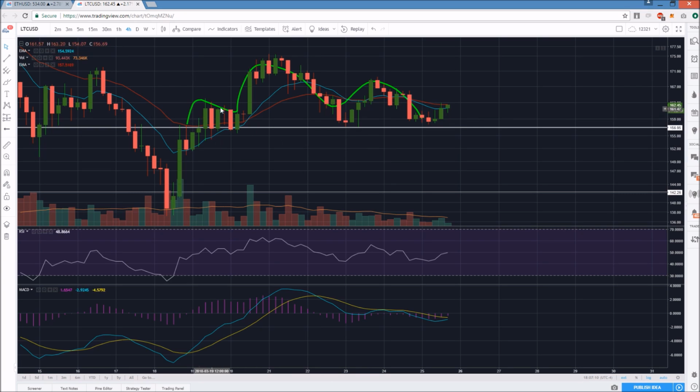So I see the left neckline is 155.56. The right neckline is 157.06. So holding it by about $1.50. And then here again, we still have an incremental higher low. We did not break the neckline.